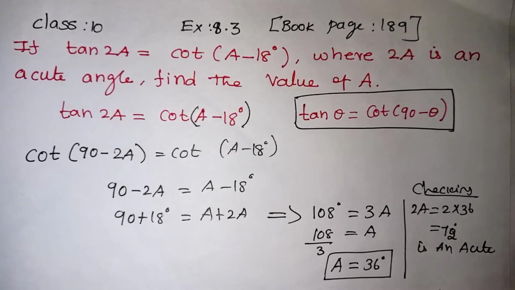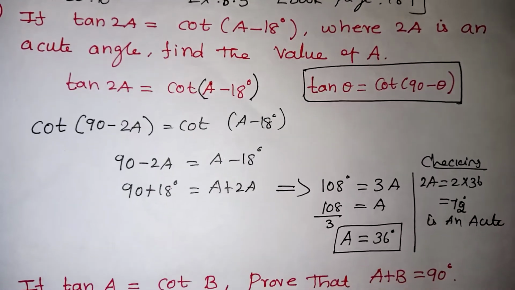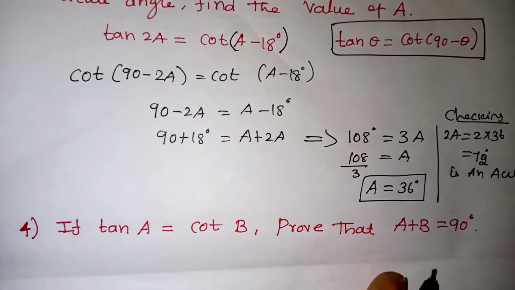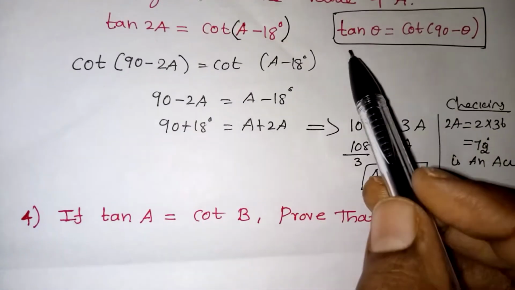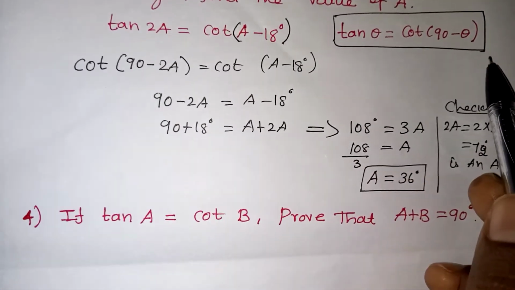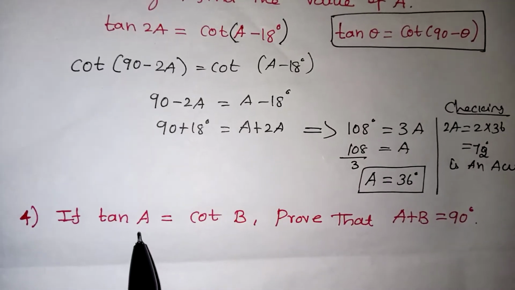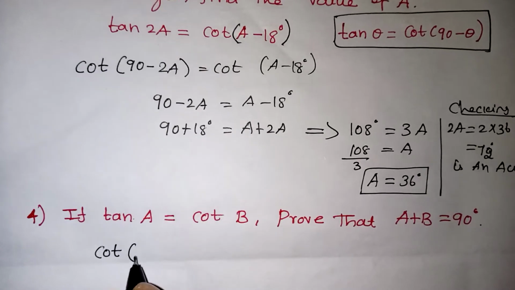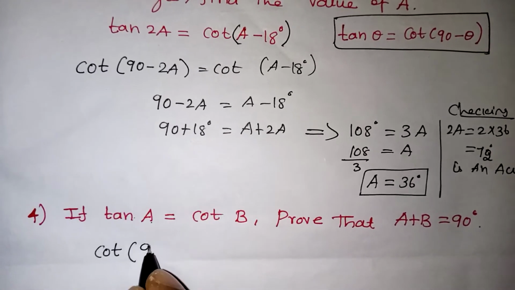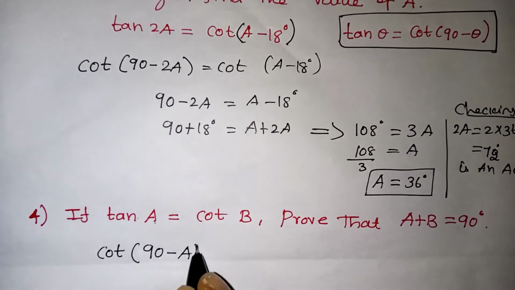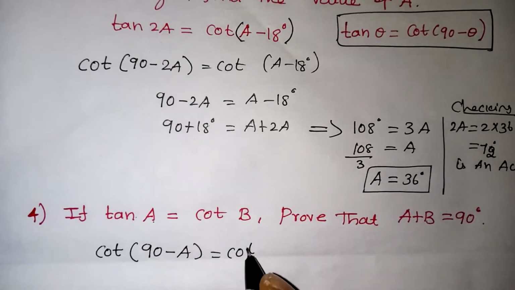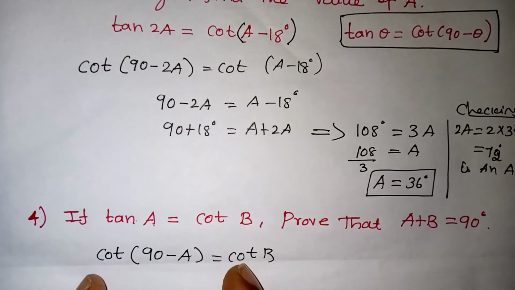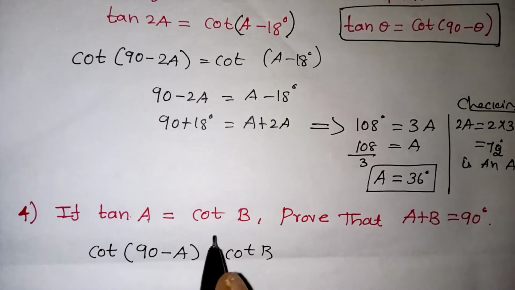That's all students. We'll move on to the next problem now. Fourth question. If tan a is equal to cot b, prove that a plus b is equal to 90 degrees. Same rule. Tan theta can be written as cot 90 minus theta. So the tan a can be written as cot. Since tan became cot, definitely this angle will be subtracted from 90. So 90 minus a is equal to cot b we can write. Now this also is cot of some angle, this also is cot of some angle. So since cot and cot are same, the angles also will be equal.